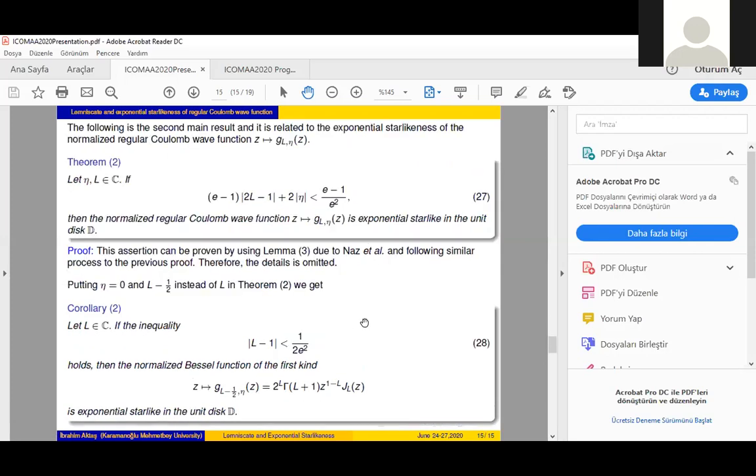Also, my second result is: let eta and L be complex numbers. If inequality 27 holds, then the normalized regular Coulomb wave function g(L,eta) is exponential star-like in the unit disk. This assertion can be proven by using Lemma 3 due to Naz et al. Again, by using similar arguments, we can give the following corollary for Bessel functions.